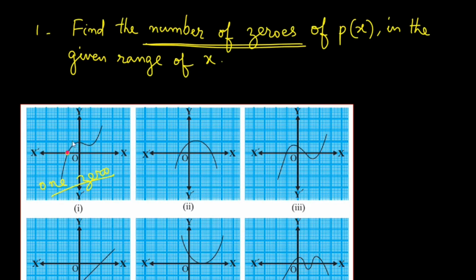The curve is intersecting y-axis. We should not get confused with y-axis and x-axis here. We should take only the intersection points with the x-axis. So this curve is intersecting x-axis only at one point. So the polynomial p of x here has only 1 zero. The curve is intersecting x-axis at 2 points. So this polynomial p has 2 zeros.